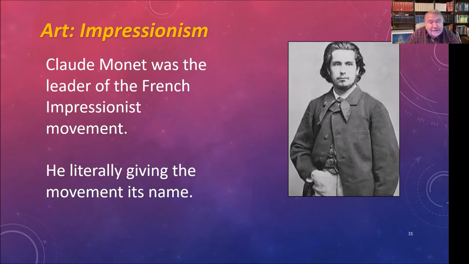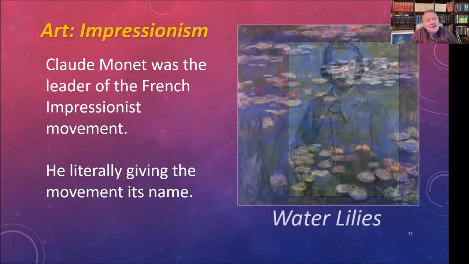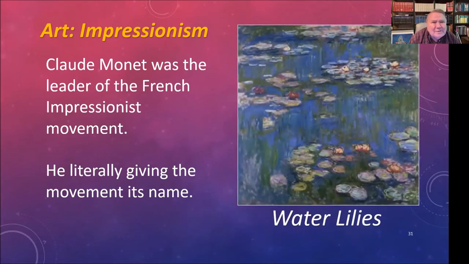You may see that again on a final. I haven't read the final yet, but that would be a great question. Which one of the following four people gave the name Impressionism to that form of art? List four names. You see Claude Monet. You need to choose Monet. Look at these water lilies. Now, who would think much about water lilies?